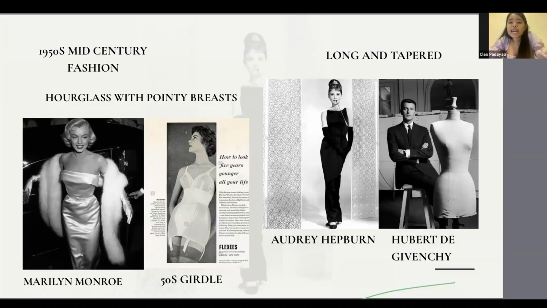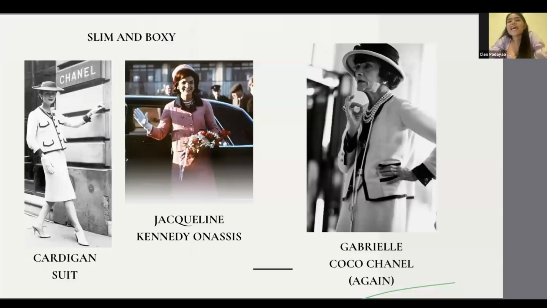And the genius behind this is Hubert de Givenchy, a French designer that pretty much designed her looks in her movies. And if you did not see her movies yet, I recommend that you should really see it because the costumes are so nice.